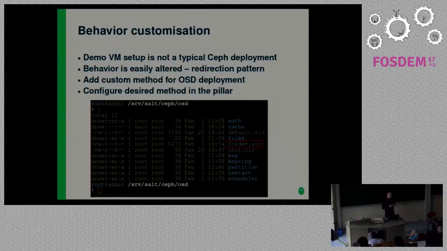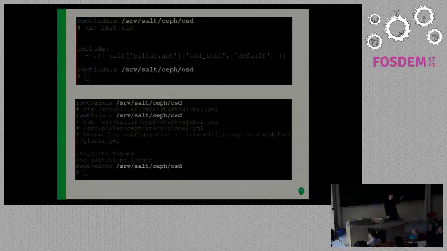So I wrote a custom SLS file, which I called FOSDEM.SLS, and put it in the OSD subdirectory of the salt tree. I won't bore you with what's actually in it. It'll just partition the drives the size you want to, and then force Ceph disk to actually use those partitions. Okay, so how do we get DeepSea to use it now? I spoke before already about this redirection pattern.